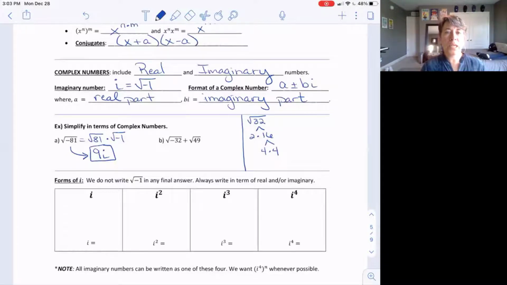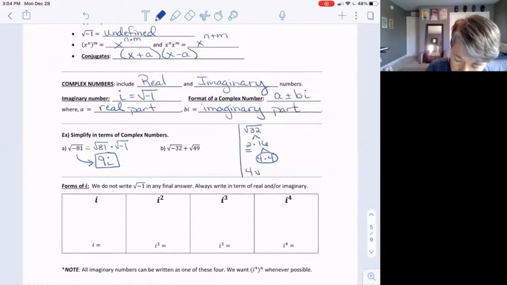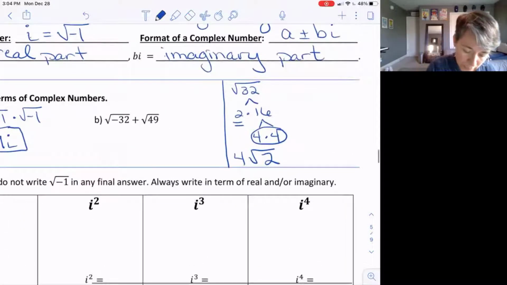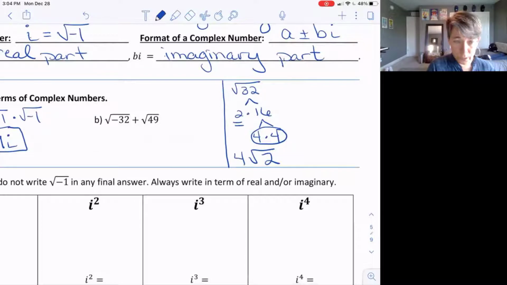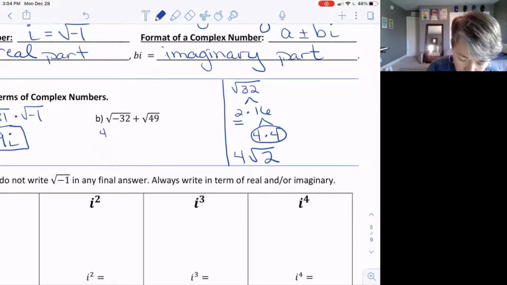But really, when we're looking at square roots, remember it undoes squares. So for the square root of 32, I've got 4 times 4, the square root of 16. So that means that 4 can come out. This 2 here does not have a pair. It's not being squared, so it has to stay inside the square root: 4 radical 2. So if we're focusing on part B here, with the square root of negative 32, we can write that as 4 square root of 2 with an i.